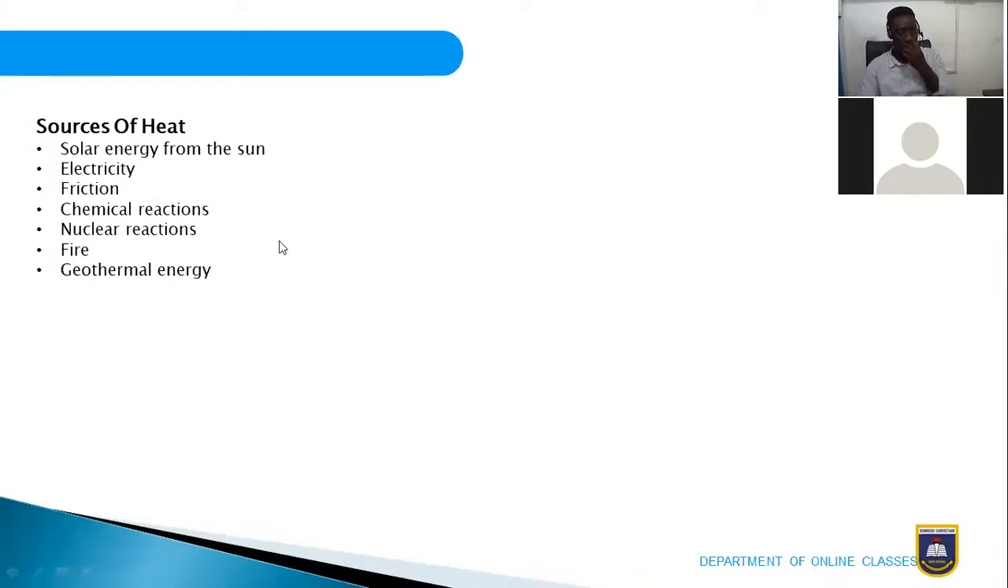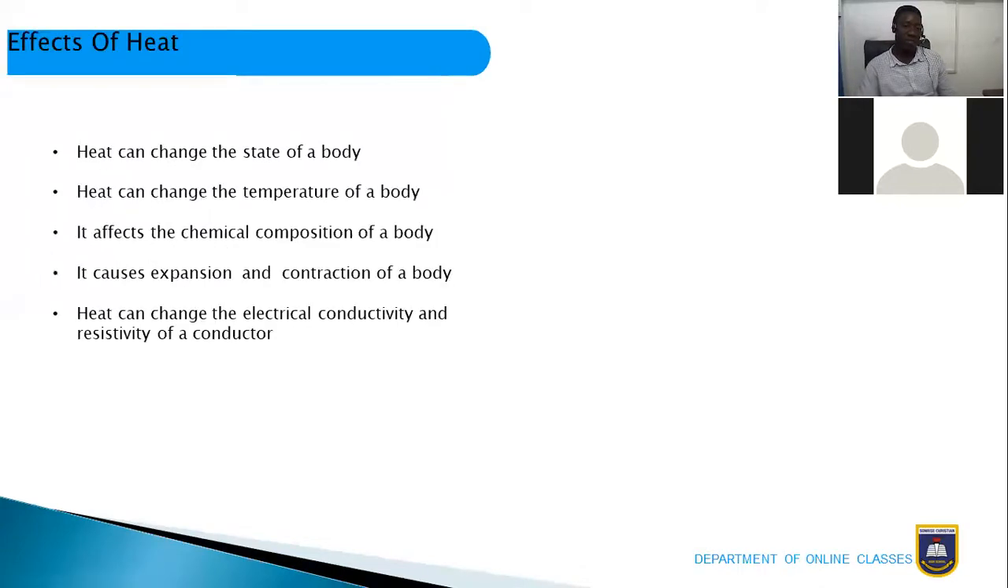If you're on your own, then you can do some more research on the sources of heat. Let's look at the effect of heat. So the sources we are done with, now the effect of heat. Heat can change the state of a body. If we talk about the state of a body, we are talking about either the liquid state, the solid state, or the gaseous state.